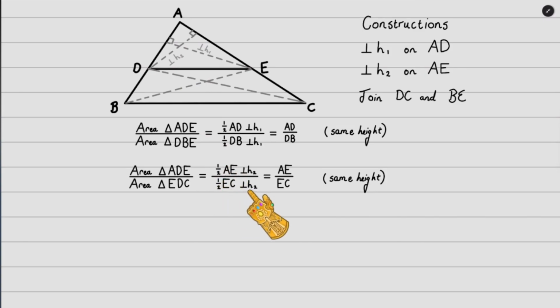Once again, the halves cancel, the perpendicular heights cancel, and we're left with AE over EC. And our reason there, we have to put that they have the same height for these to cancel adequately. Next up, we're going to write a statement saying that the area of triangle ADE is the same as the area of triangle ADE. I know it may seem a bit silly, but it is important to prove this.